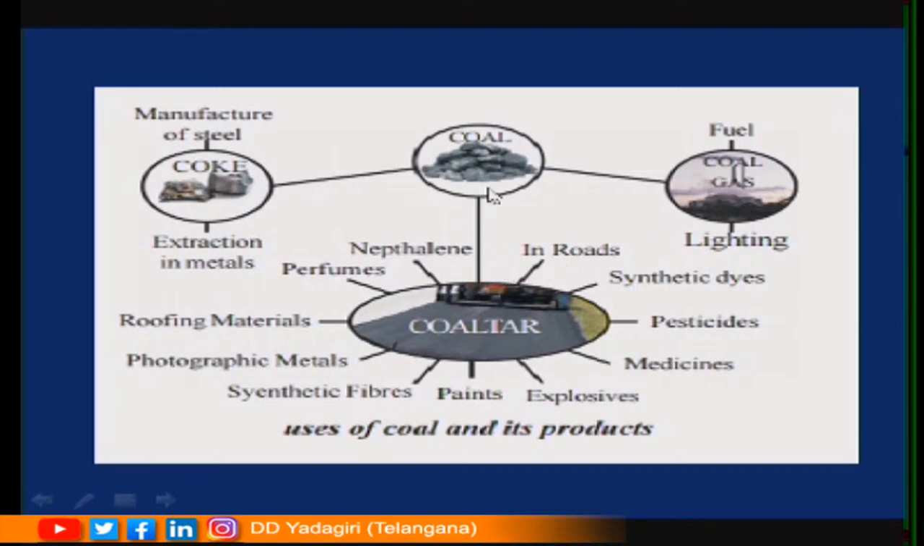We already discussed, children, the uses of coal tar. About 200 substances can be produced using coal tar. It is used in making roads and in the preparation of synthetic dyes, pesticides, medicines, explosives, paints, fibers, photographic plates, synthetic fibers and roofing materials. Coal tar is an unpleasant liquid, but we can derive pleasant-smelling perfumes from it, and we can also produce naphthalene balls using coal tar.